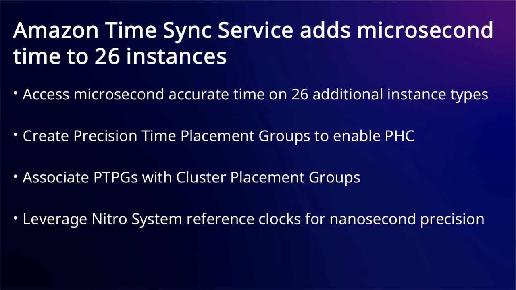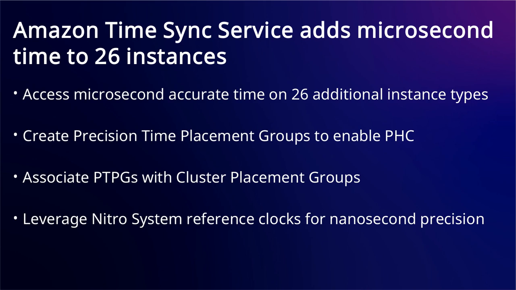Distributed applications require accurate time synchronization to correctly order events, measure network latency, and coordinate transactions across multiple systems. Without microsecond-level accuracy, you may experience timing inconsistencies that affect application performance and data integrity. You can now access microsecond accurate time on 26 additional EC2 instance types across all commercial regions.